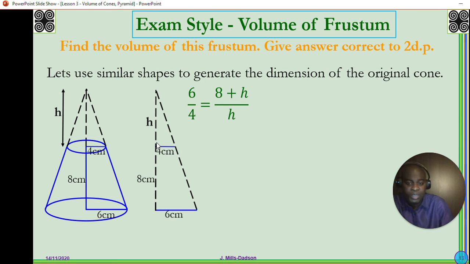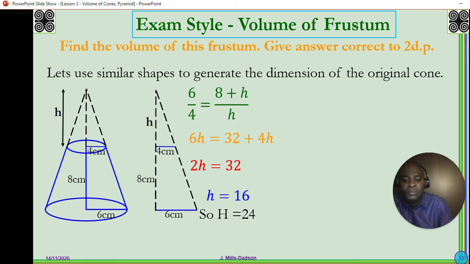Now cross multiply. 6 times h is 6h. 4 times 8 plus h: put 8 plus h into a bracket, multiply by 4 and expand. That will give us 6h equals 32 plus 4h. Simple equation. Group all the h. You're going to have 2h equals 32. Divide through by 2. So we have the small h is what?